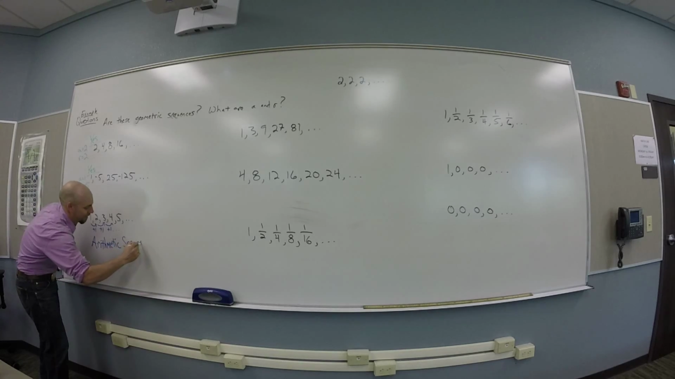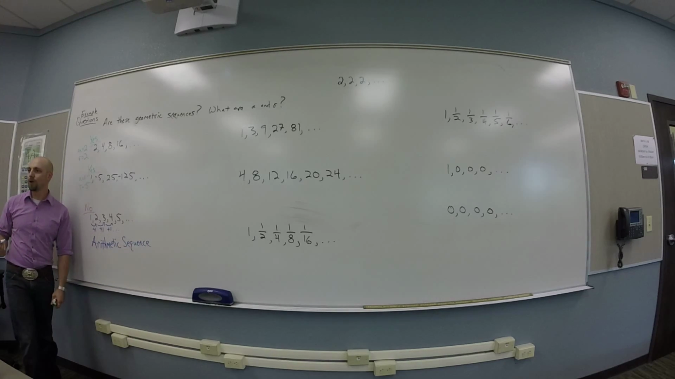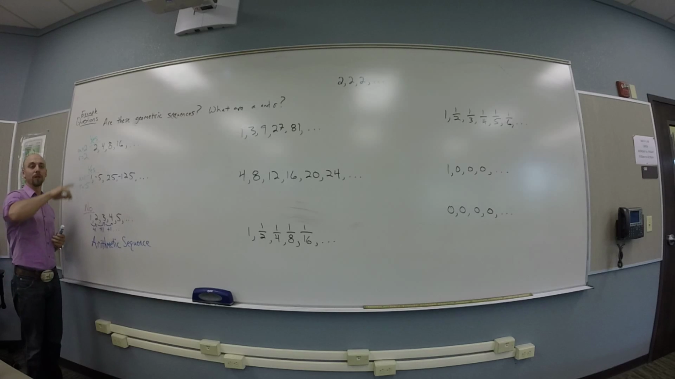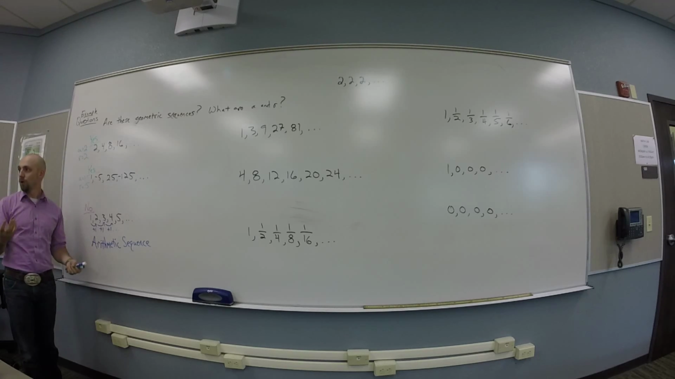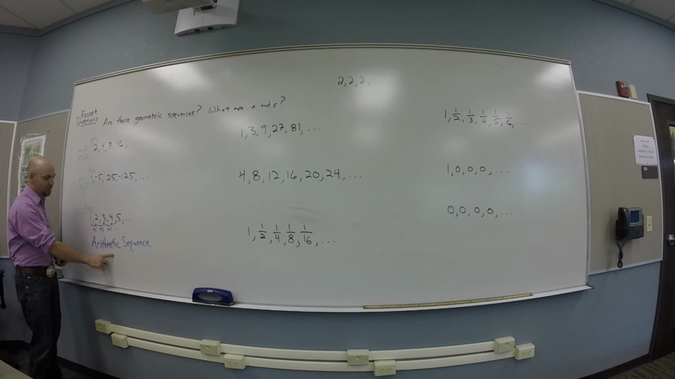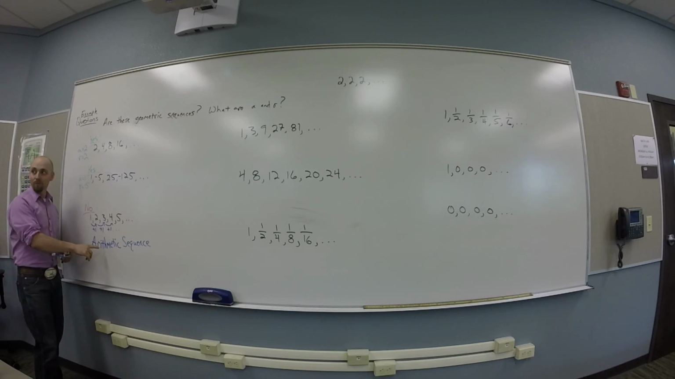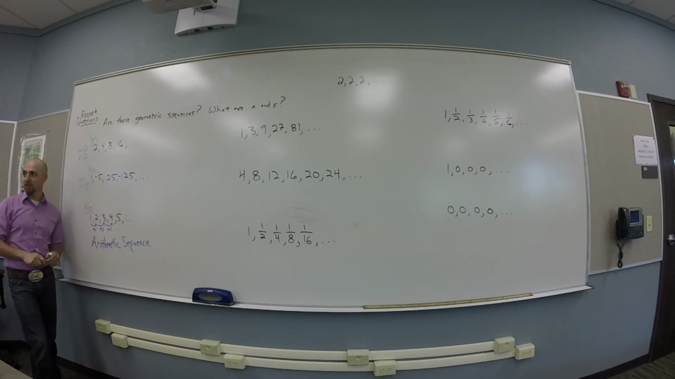Which maybe you learned in Algebra 1 or maybe you didn't. You didn't if you took Algebra 1 from me, because this is where I like to talk about sequences. So we talk about geometric sequences, which are multiplication, and arithmetic sequences, which are addition. Would an arithmetic sequence allow subtraction? I think so, because addition and subtraction are the opposite of each other.